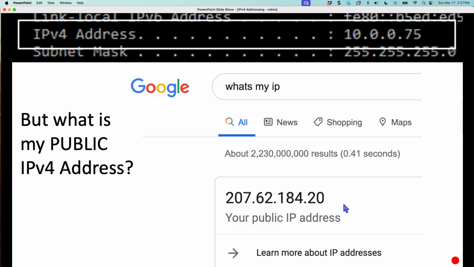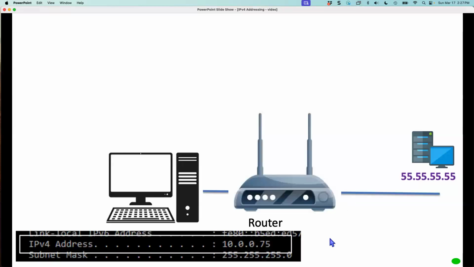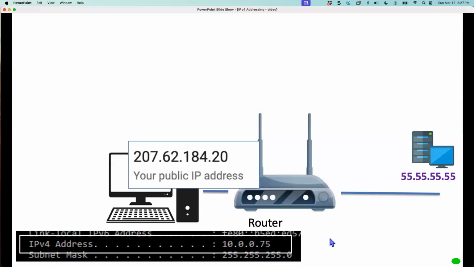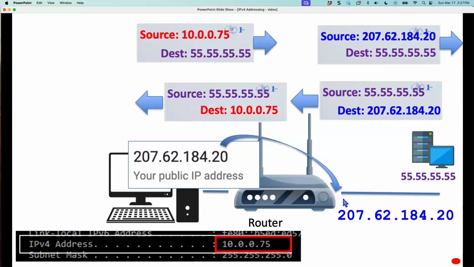207.62.184.20. That's my public address. My private address is being translated to this public address as it leaves our network. So the public address is the address that the router is translating it to. All right, I don't need to go over this too much. You can look at this, but this would be my private address translated to the public address.